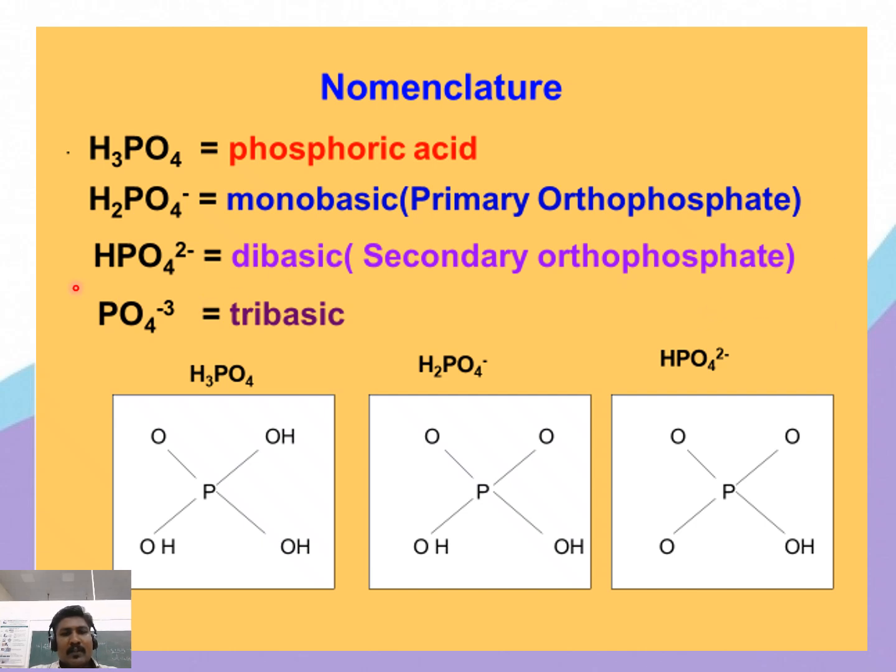So among all the forms of phosphorus, dibasic HPO4 2 minus is the most available form of phosphorus in the soil.